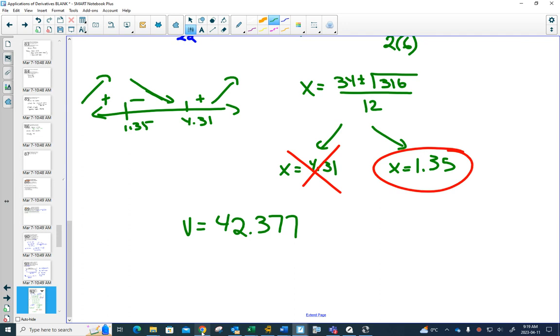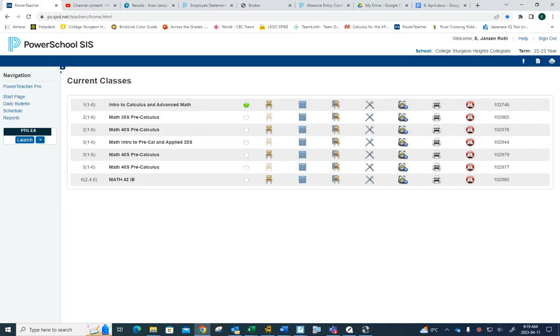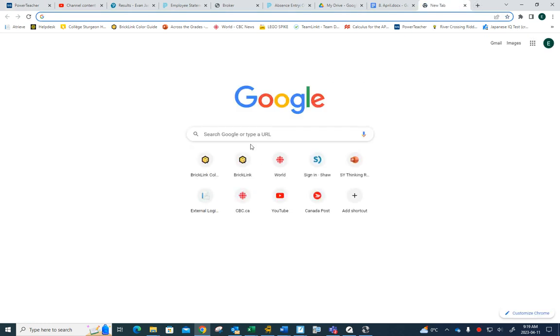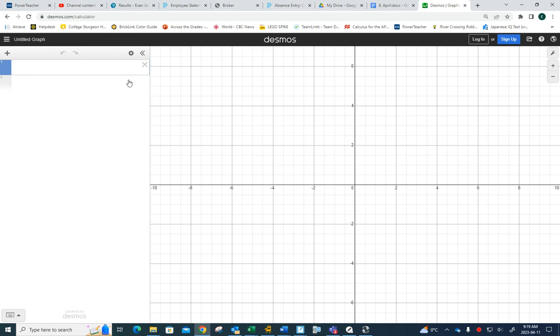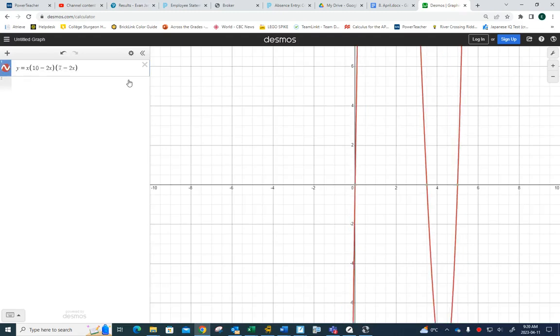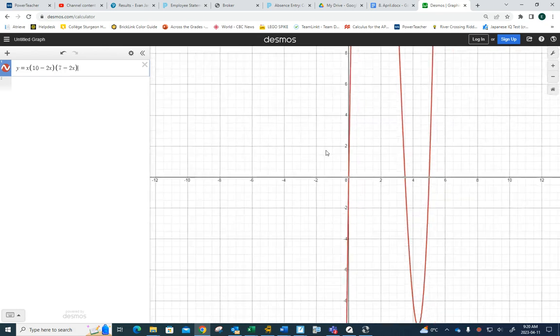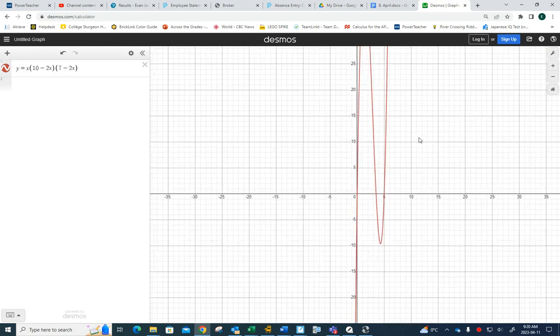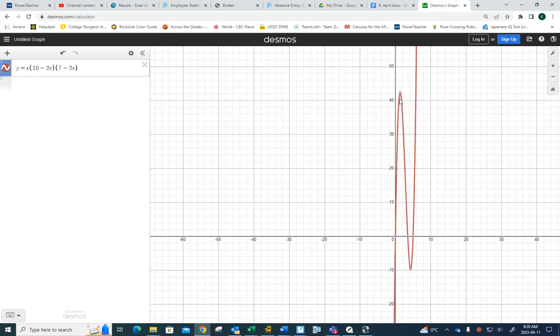Right, so I'm allowing you to use graphing calculators on your exam. And if you don't have one, you can borrow one. So if you were able to type that in, y equals, right, there's that maximum 42.37.